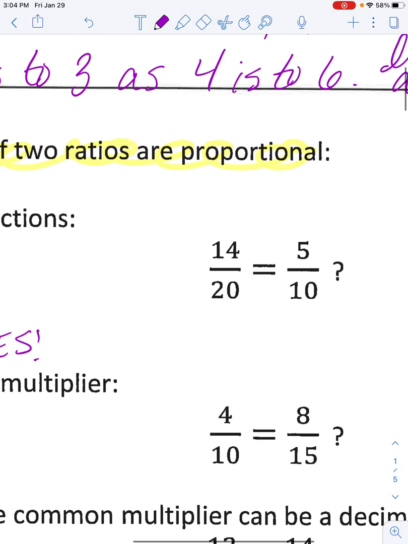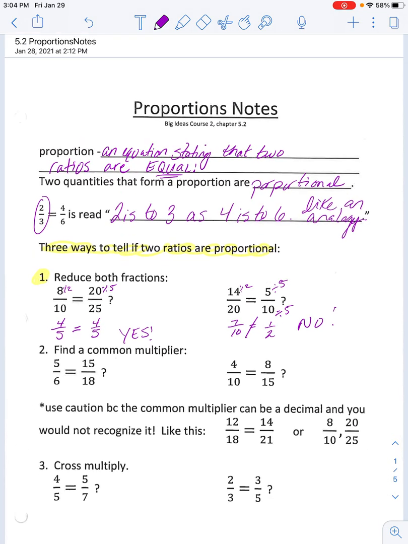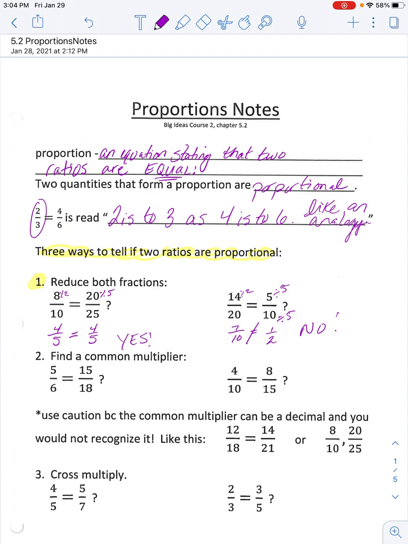Let's reduce the second set. 14/20 would reduce to 7/10. 5/10, we could simplify that or reduce that to 1/2. Is 7/10 proportionate to 1/2? No, it's not. Those are not proportional. Those are not the same. Okay, so there's the first way to see if two ratios are proportionate, is to reduce the fractions.